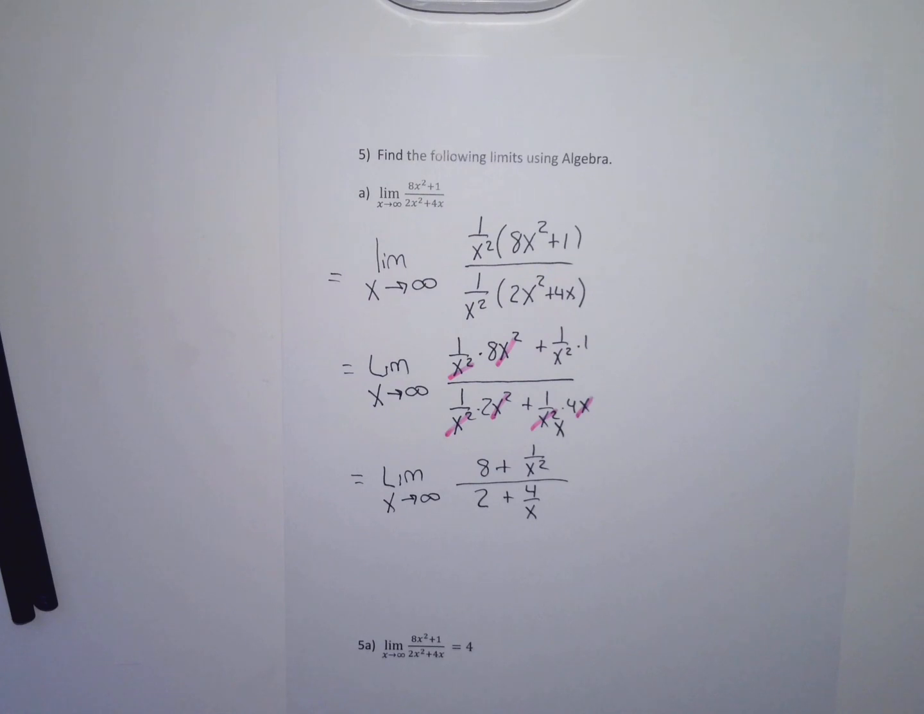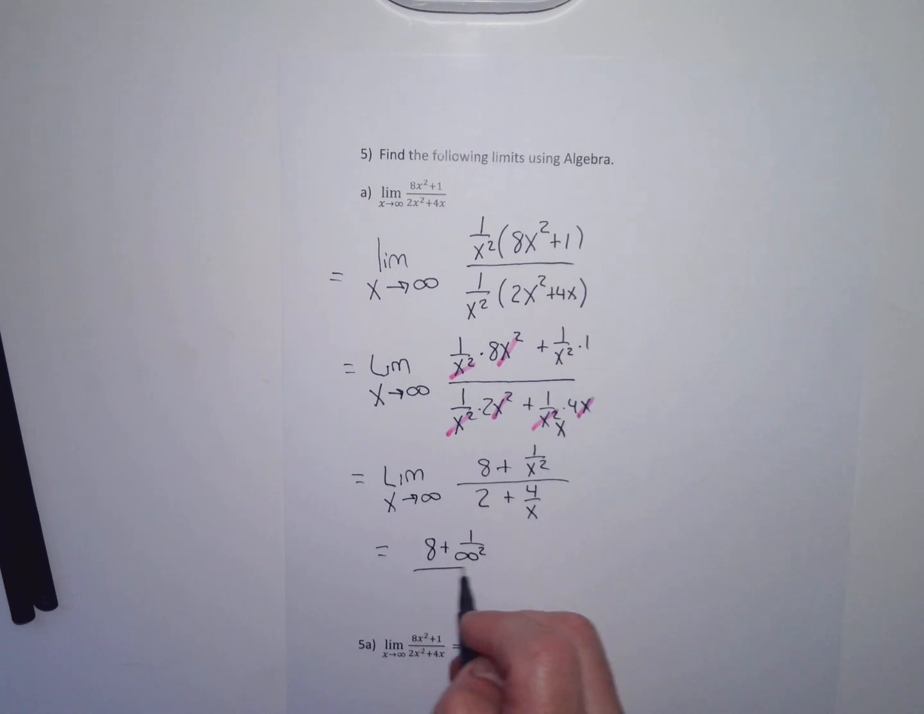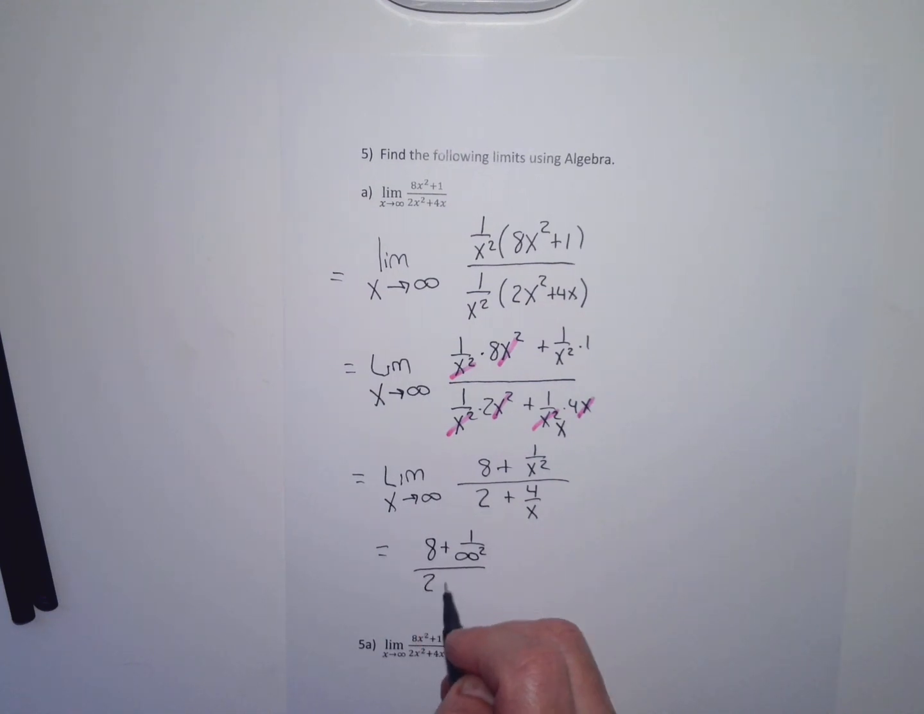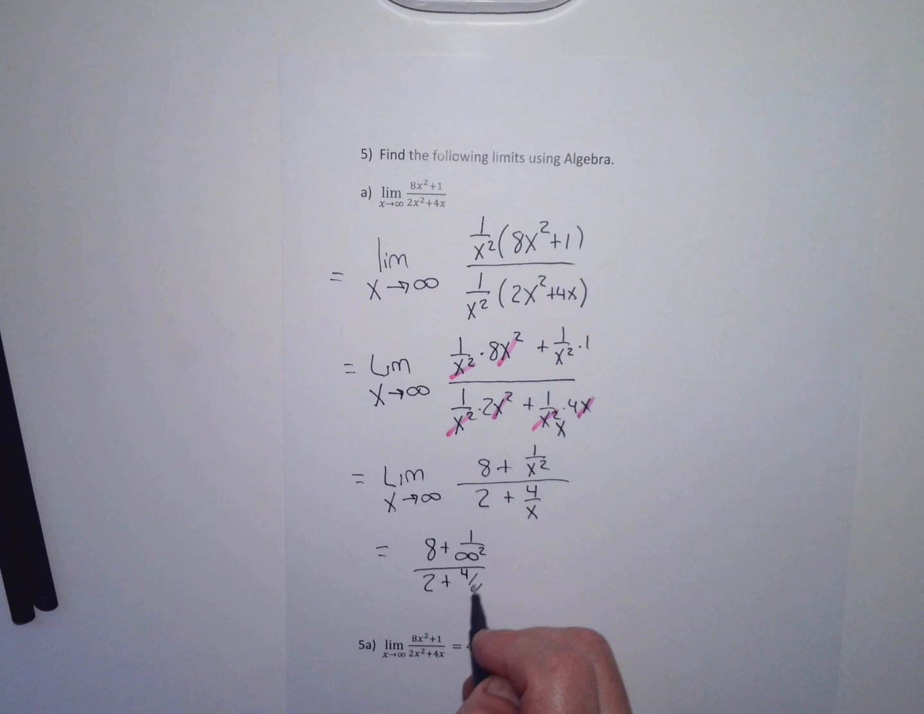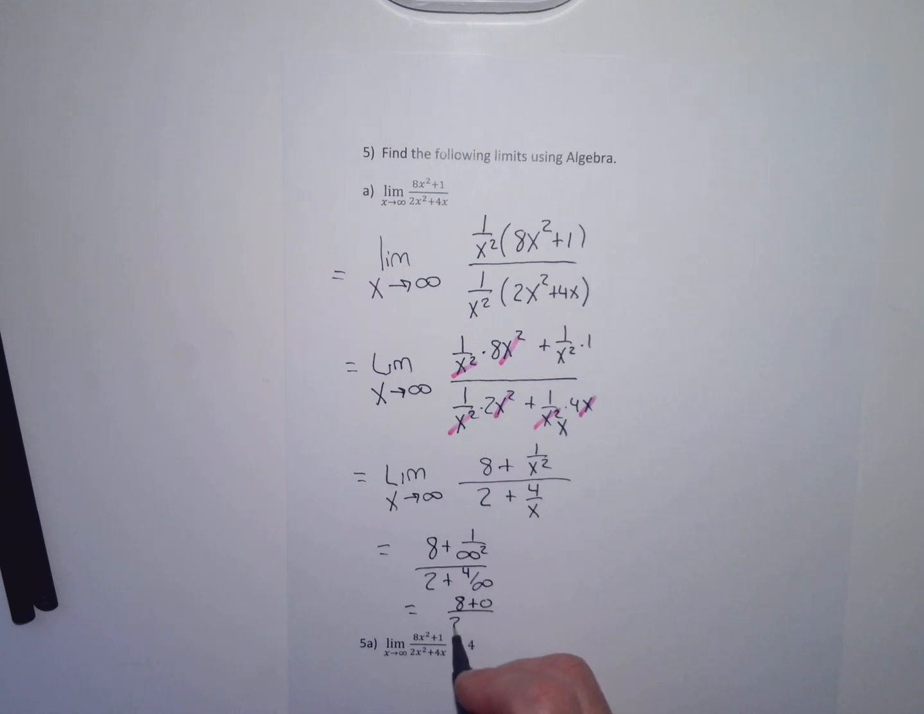Now I can plug the infinities in. Once I get each of the x's in the denominator of a fraction, I can plug the infinity in. And when I plug the infinity in, I stop writing the limit symbol. So I get 8 plus 1 over infinity squared divided by 2 plus 4 over infinity. The fractions that have infinity in the denominator, whether it's an infinity or an infinity squared, are equivalent to 0. So I'm going to rewrite this as 8 plus 0 over 2 plus 0. That comes out to 8 over 2. And my answer to 5a is just the number 4.